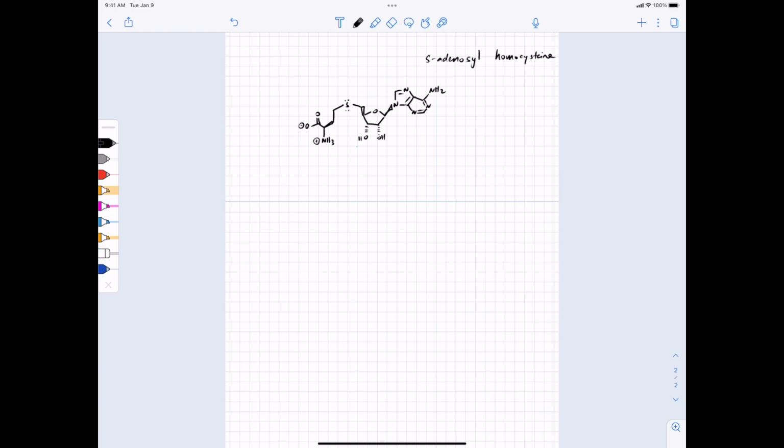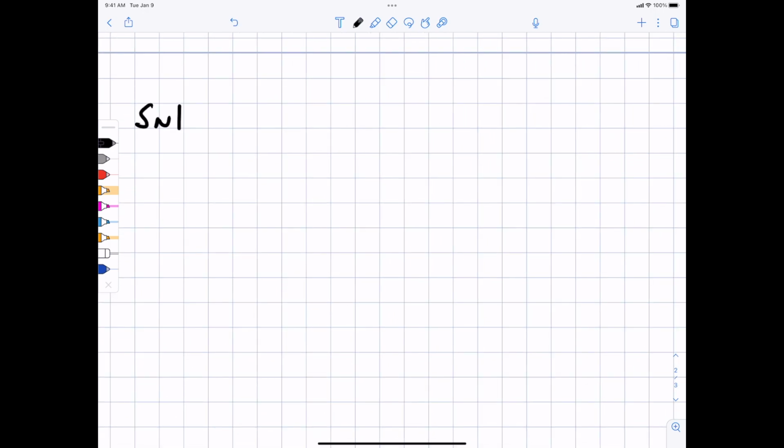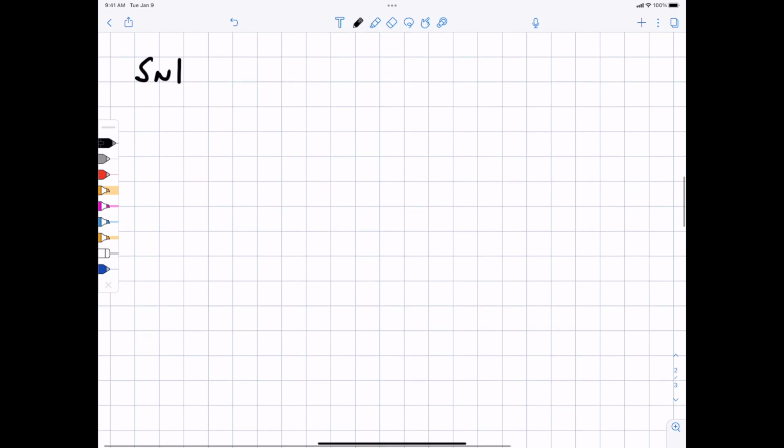Let's look at SN1. I told you that SN1 is not synthetically that useful in the lab. It is crazy useful in biology. So here is a reagent that's used biologically. Again, don't memorize the structure.